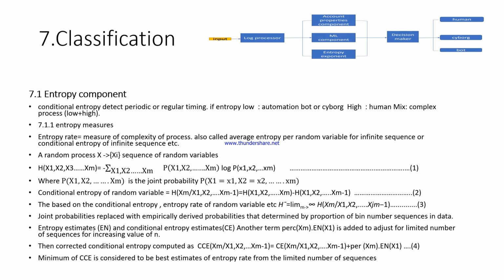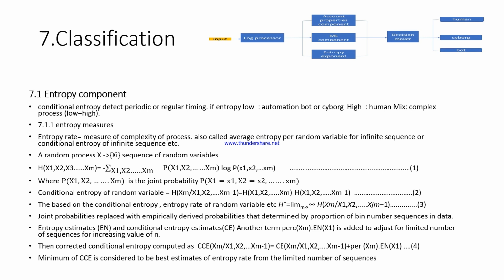On the basis of this conditional entropy and entropy rate of random variables, we determine H bar equal to the limit as m tends to infinity of the entropy of Xm given the entropy of X1, X2 up to Xm-1. The joint probability is replaced with the empirically derived probability, determined by the proportion of bin number sequences in the data. The entropy estimate and conditional entropy estimate is another term, called perc(Xm) times En(X1), added to adjust for the limited number of sequences as the value of n increases. Then the corrected conditional entropy is computed.